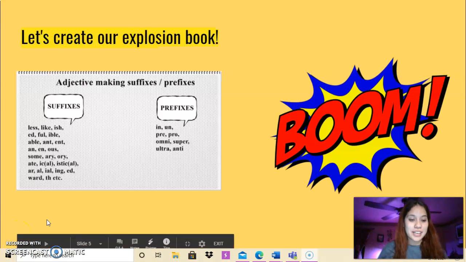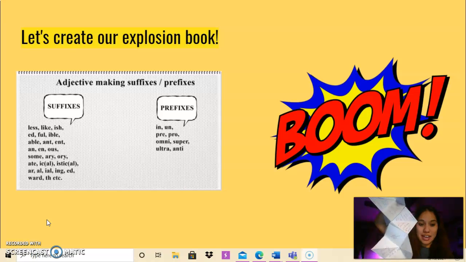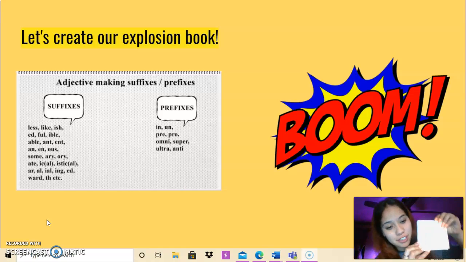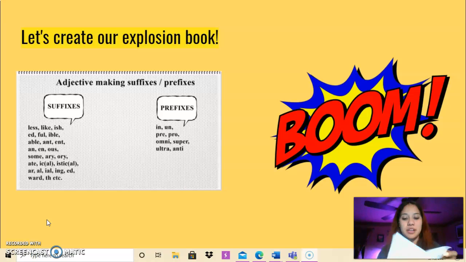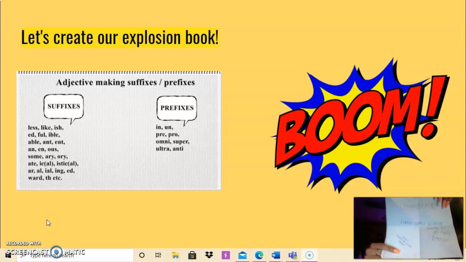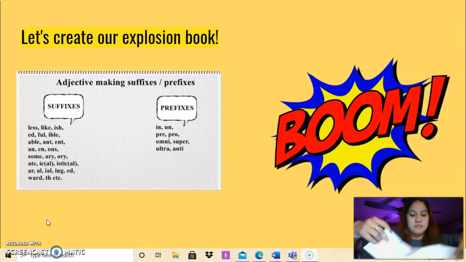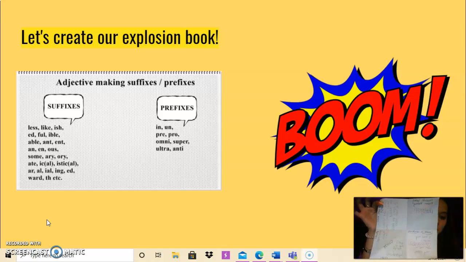Okay, now it's time to create our explosive book. Like I showed you guys in the beginning, this is what we will be making. It is a little complicated, but we'll get it done. So this is what the front looks like. Once you open it, you're able to see 4 squares. Then you fold it again and open the middle part, where you can only see 2 in the middle. And then we have our 4 at the end as well.